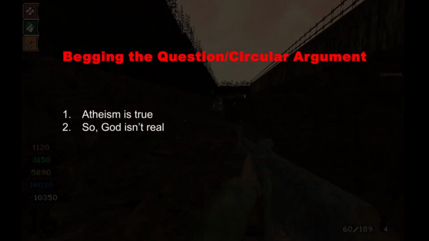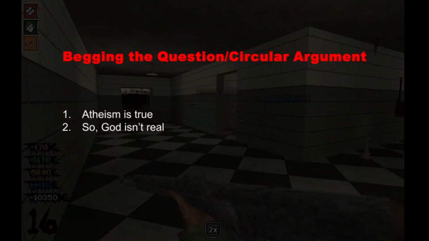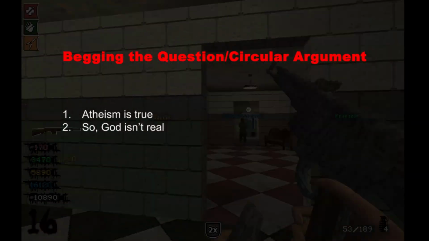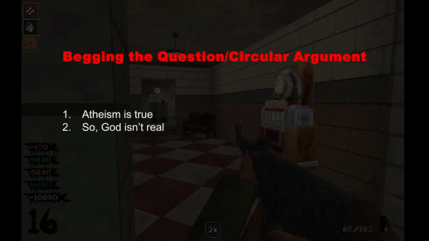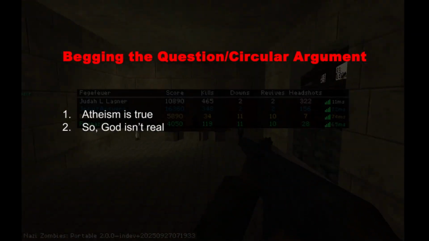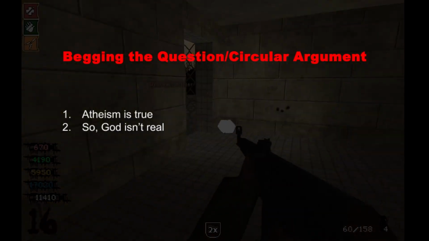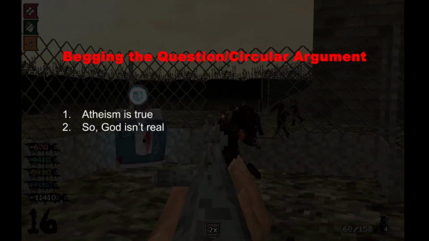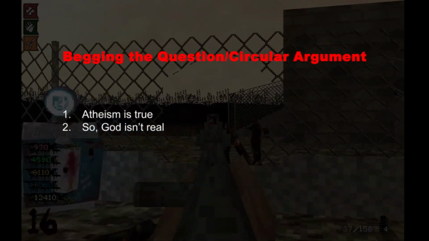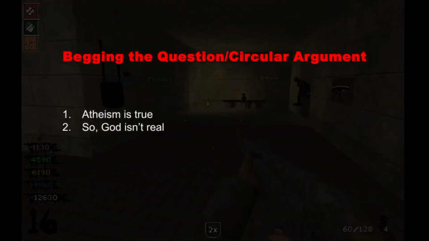Now, technically speaking, right, atheism being true does entail that God isn't real. It's just that you're giving a tautology, and so this isn't really a good argument. It's just you're begging the question. You're using a circular argument. So technically, you could say the argument is logically valid because premise 1 does entail the second statement. It's just that premise 1 is the same statement as the second statement. They both have the same underlying proposition, and so there's not really an argument here besides just saying atheism is true because atheism is true. You're just begging the question.